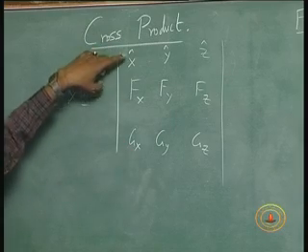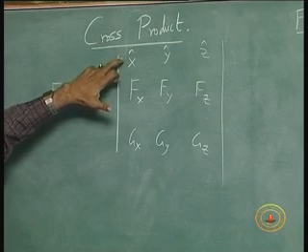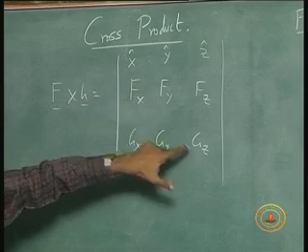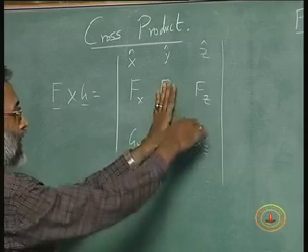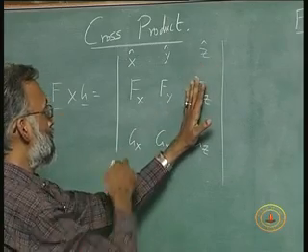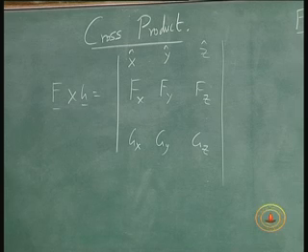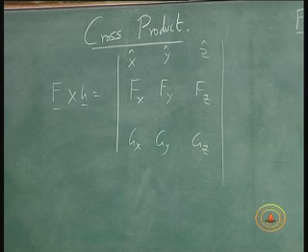Because when you take the determinant, you choose any row. Let us say we chose the top row. Then we take sum over all the minors. So, x hat times determinant of this minor, which is fy gz minus fz gy, plus y hat times this minor, which is fz gx minus gz fx, plus z hat times this minor, which is fx gy minus fy gx. So, you can see that the cross product is intrinsically dealing with a determinant of these 2 vectors.